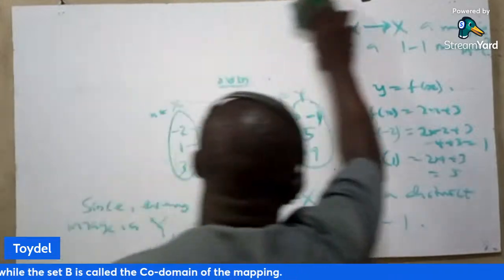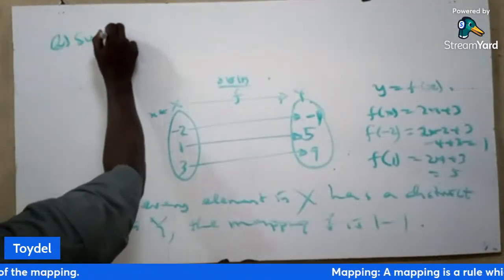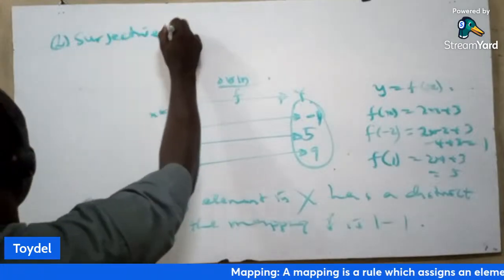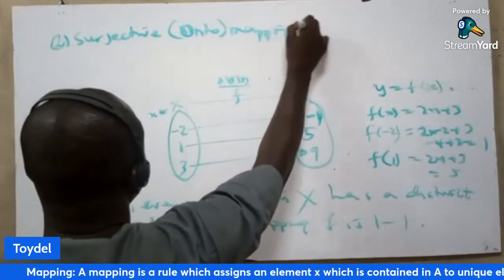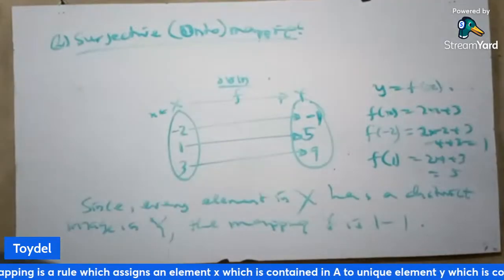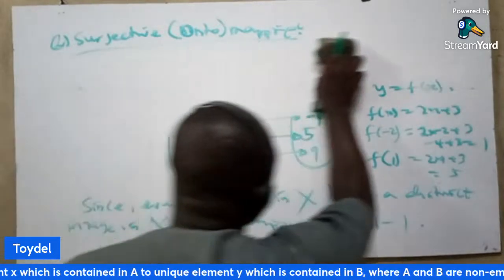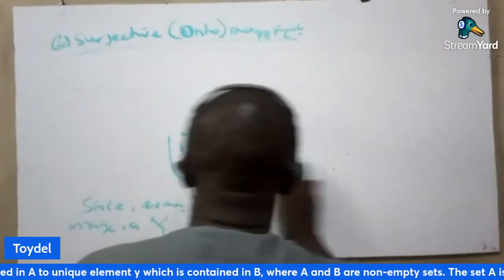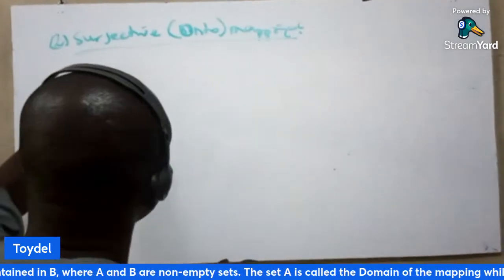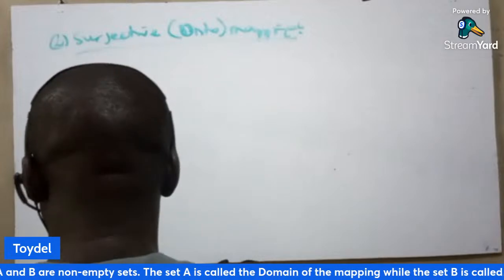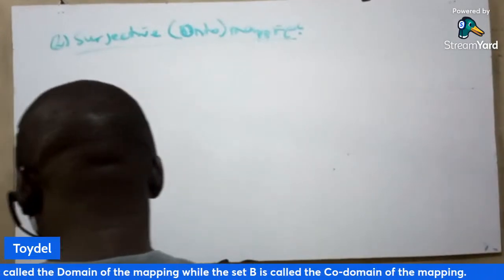So the second type of mapping that we are going to talk about is called the surjective, or onto mapping. So under surjective or onto mapping, it is possible to have two elements at the domain that will have just a single image at the codomain.